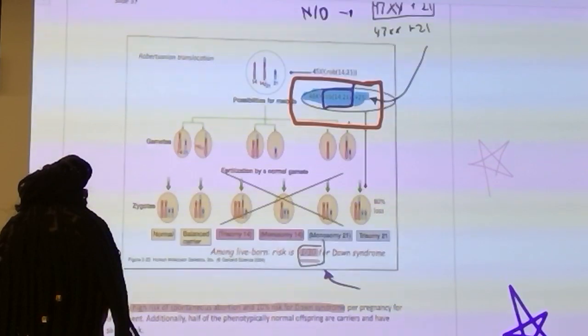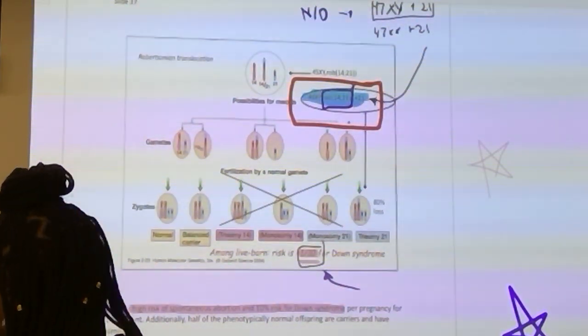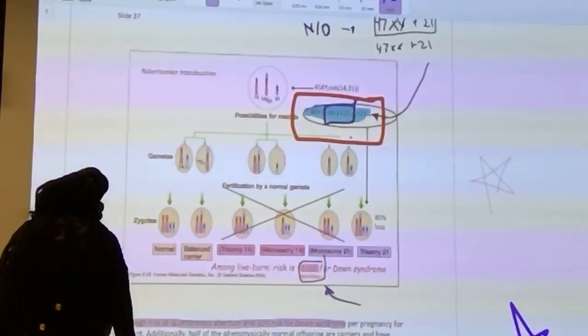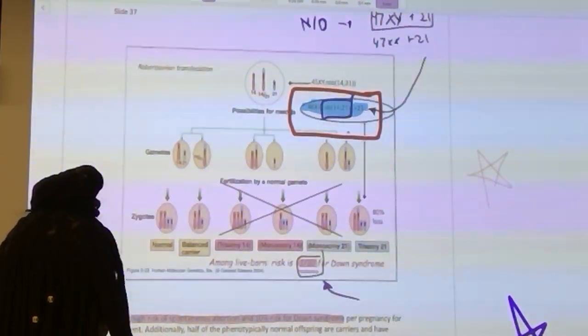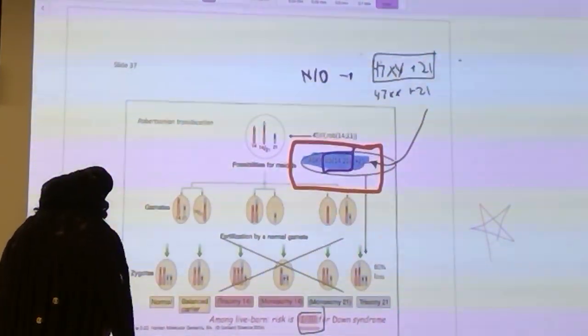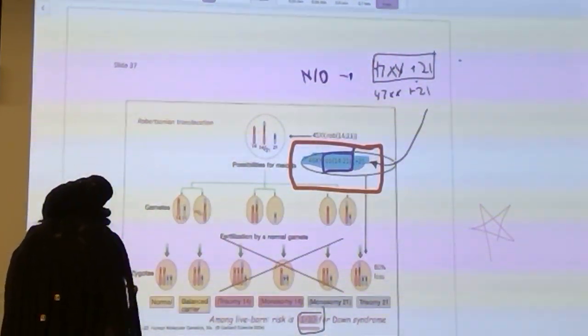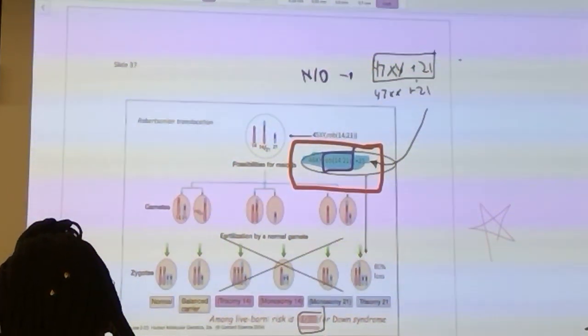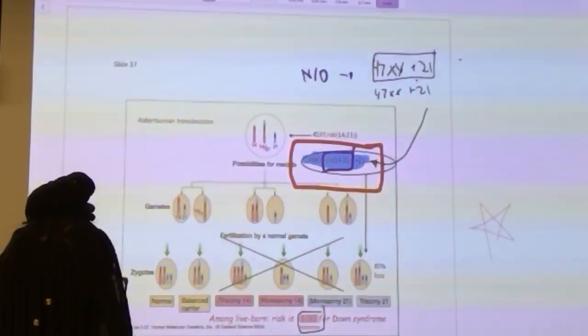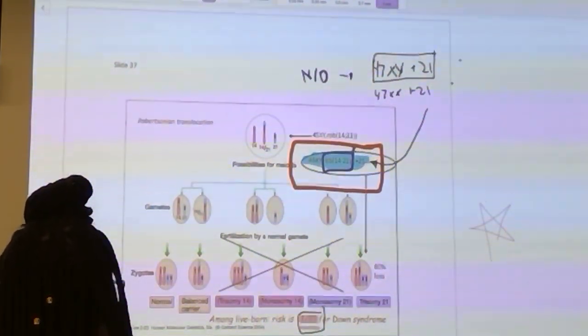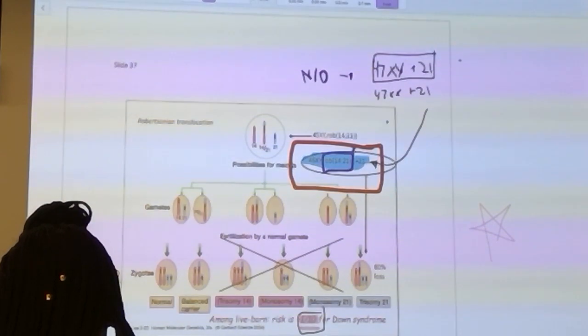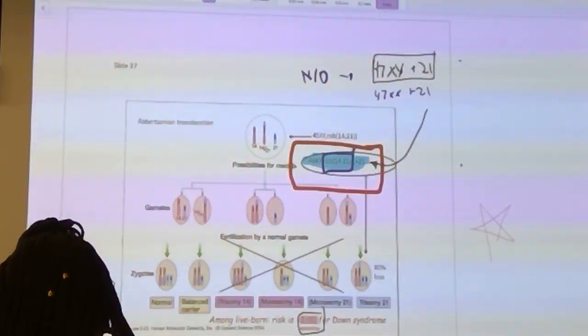Okay. So the two ways to get Down syndrome. The one from reciprocal translocation, you'll just see a plus 21. You'll see a 47, then a plus 21. And that will be for your reciprocal translocation for Down syndrome. Or wait, your nondisjunction for Down syndrome.